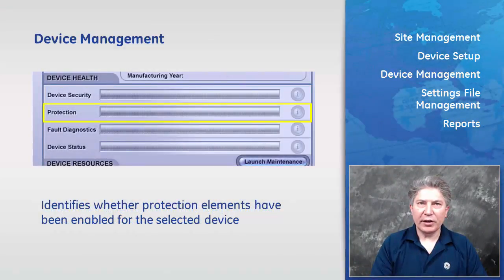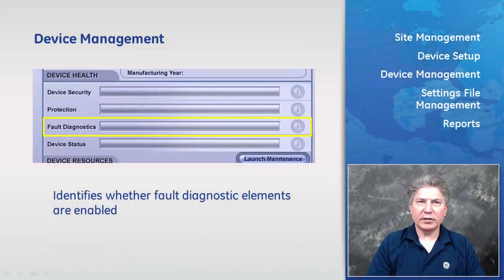The protection health indicator identifies whether protection elements have been enabled for the selected device. The standard logic associated with this is if it's red, then the CT primary is not configured, minimum requirements are not met, we're probably sitting at factory defaults. If it's yellow, then the CT primary has been configured, but the primary protection is not enabled, the relay is not ready, and contact outputs are not configured. If it's green, primary protection elements have been configured and linked to a contact output. If it's gray, then protection is not applicable for the connected to device.